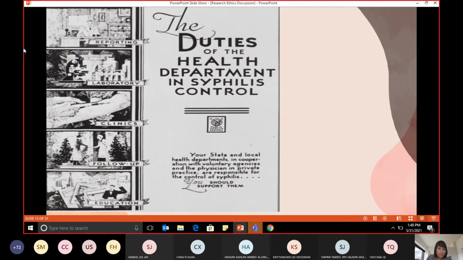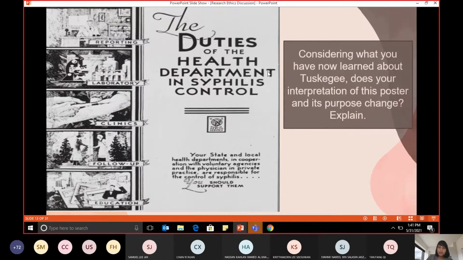And then, oh, that's nice. The doctors will follow up. They will go to our places and talk to us. They will get the updates and then about education. But they did not give anything to the participants. Instead, they just manipulated the participants.